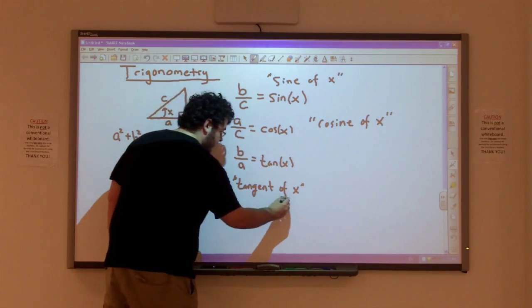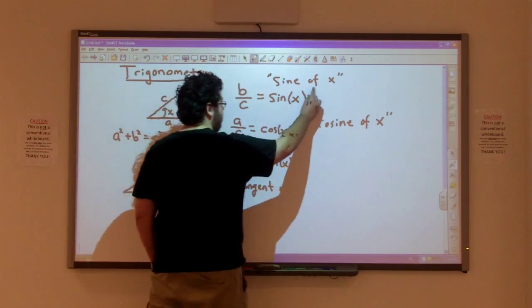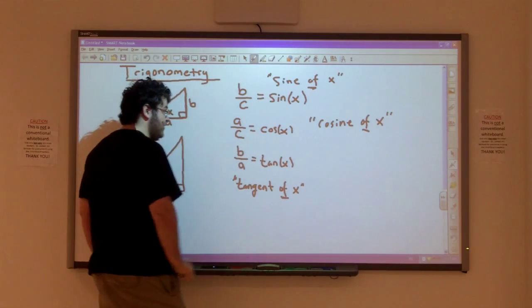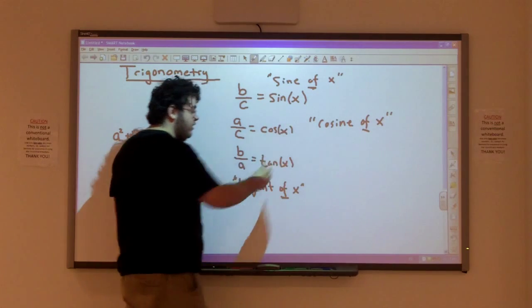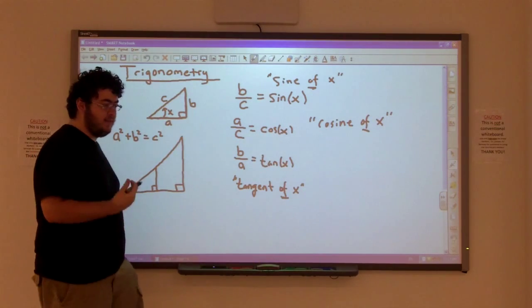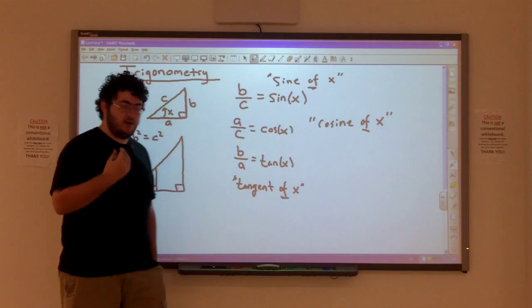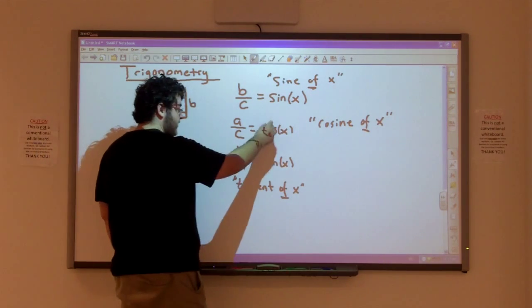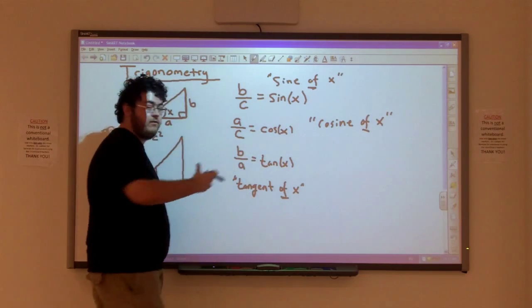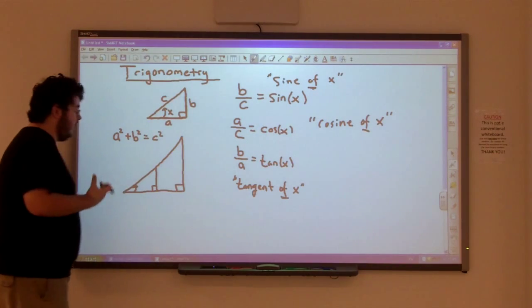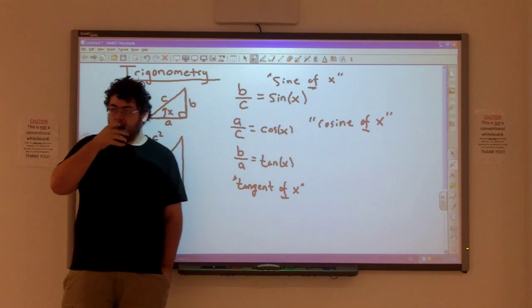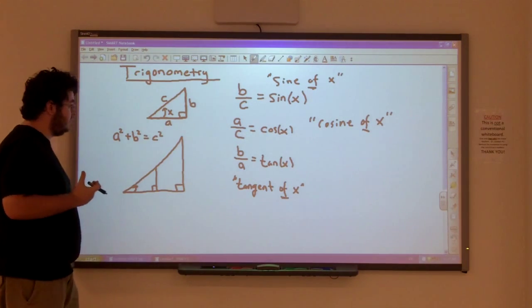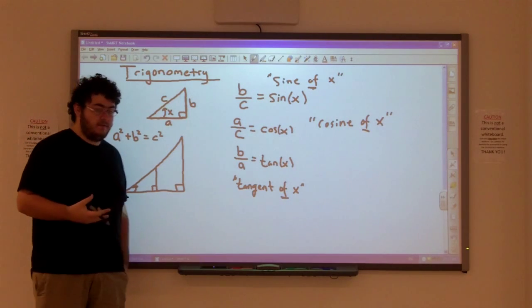Now, be careful with this word "of." Just like when you were studying functions and you had f of x, this is the same thing. This is a function with an argument. It's not cosine times x. That doesn't make any sense. It's cosine with an argument of x. So you can think of this just as f of x, but this is a very special f of x. Okay, so let's calculate a couple of these. Let's see if we can figure out what the cosine and sine and tangent of some angle are.